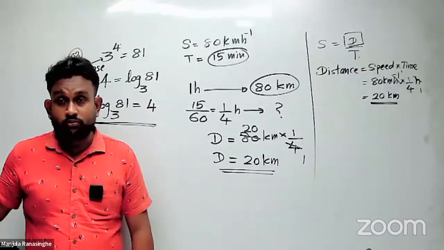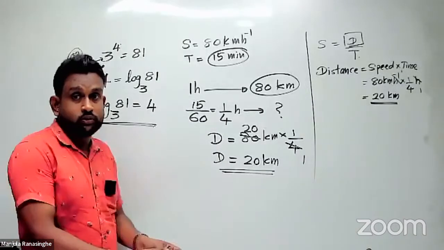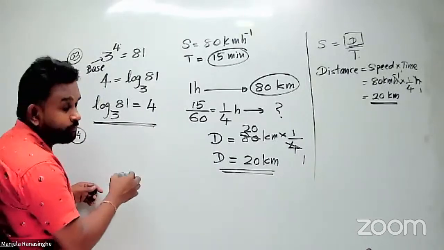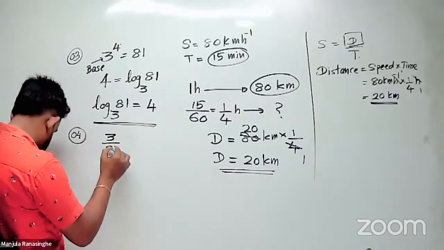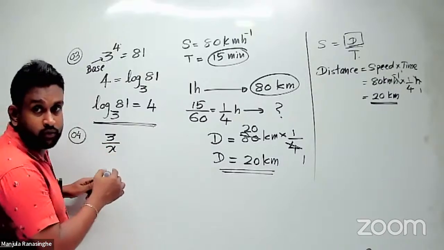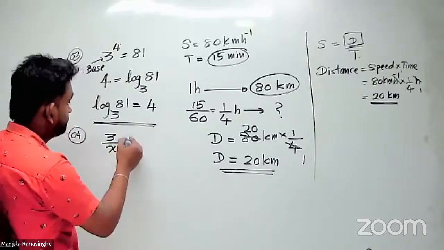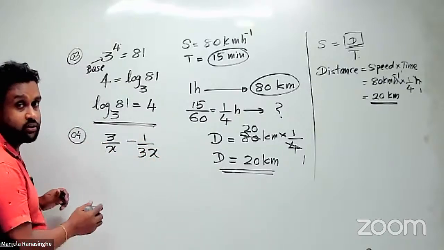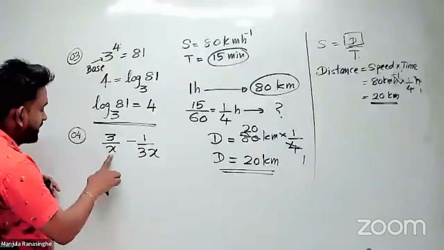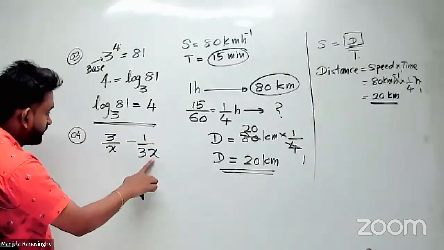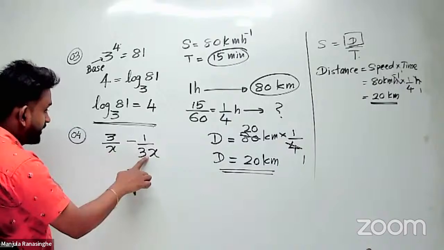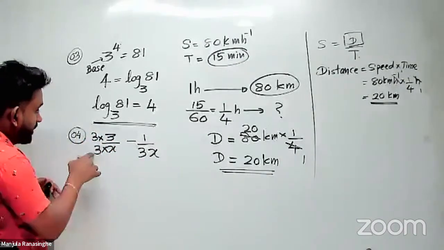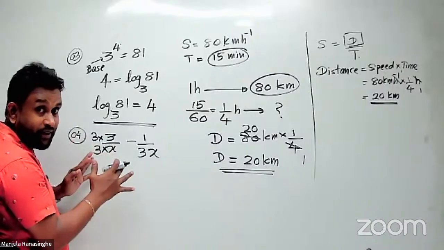So now we are moving to question number 4, simplifying. 3 upon x minus 1 upon 3x. This is fraction simplification, fraction subtraction. For fraction subtraction, we need a common denominator. Here x, here 3x. So I need to bring the 3 there. You multiply by 3, top and bottom. That is the right, equivalent fractions.